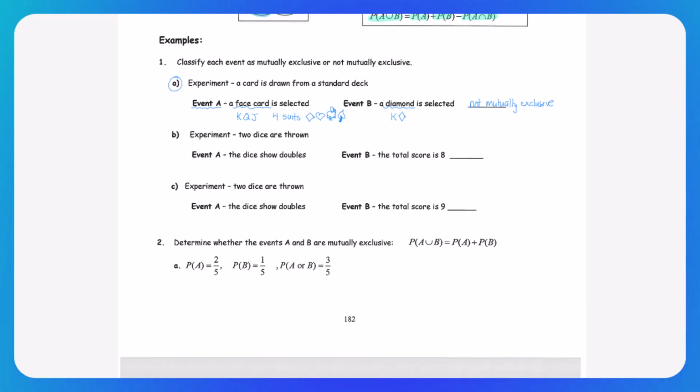Let's look at experiment 2. We're throwing 2 dice. The first event A is the dice shows doubles. And remember, what we mean by doubles is the same number appears twice. So we could have, for example, 2 2s or 3 3s, something like that. Now, event B is that the total score is 8. So we have to say, can these two things happen at the same time? Well, they sure can, because if we roll a 4 and a 4, this is not only doubles, but 4 plus 4 also equals 8. So again, these are not mutually exclusive.